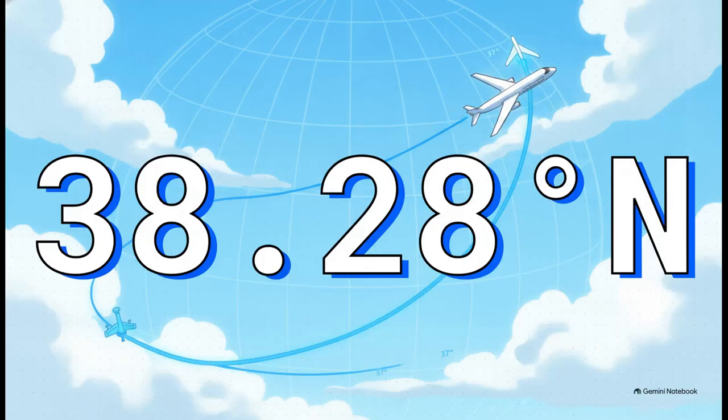So, the crucial takeaway here is what happens when we run those numbers through our spherical math. The vertex latitude comes out to roughly 38.28 degrees north. Think about that for a second. Even though both your starting and ending airports are at 37 degrees north, the absolute shortest, most efficient physical path requires the plane to climb over an entire degree of latitude northward before coming back down. That visual detour is actually what shaves the miles off the trip.